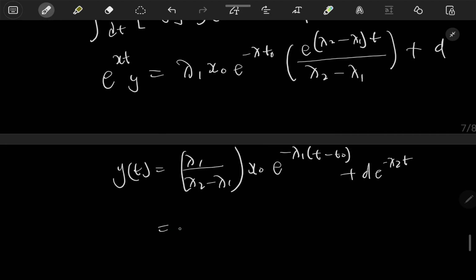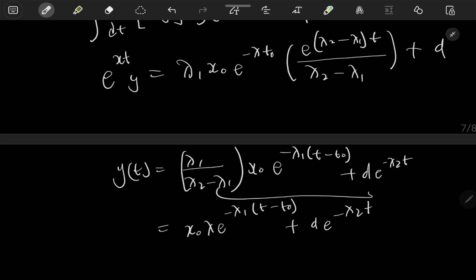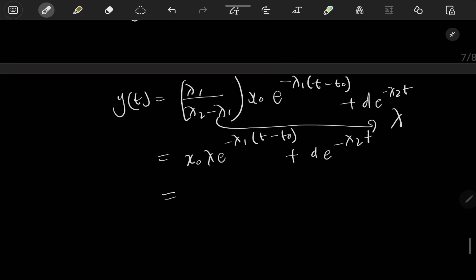And then if I simplify here, I'm getting x naught lambda e negative lambda 1 t minus t naught plus d e negative lambda 2 t. The reason why I have lambda here is that I'm assuming this expression is just lambda. If you notice, this is not lambda 1, it's lambda 2. I'm making it very short because it's a dirty thing to write.